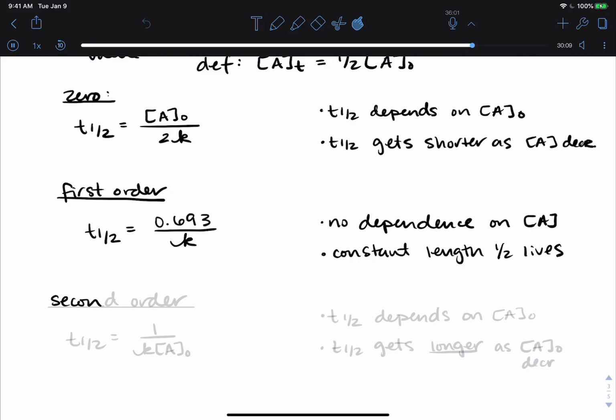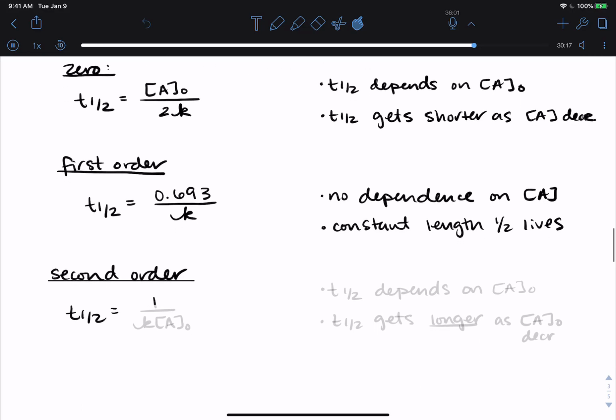Second order, this T1/2 equals 1 over k times the initial concentration of A. So second order, it again is back to having a half-life that depends on the concentration of A. But as your concentration of A goes down, since it is in the denominator, your half-life goes up. So T1/2 gets longer as A decreases.